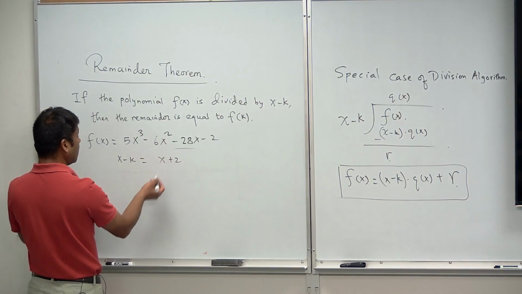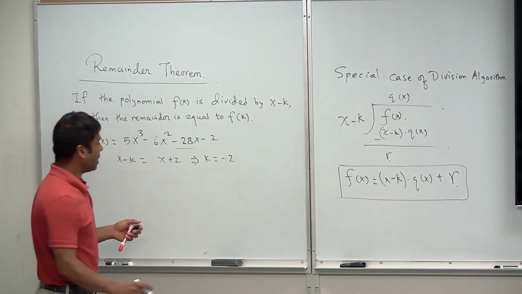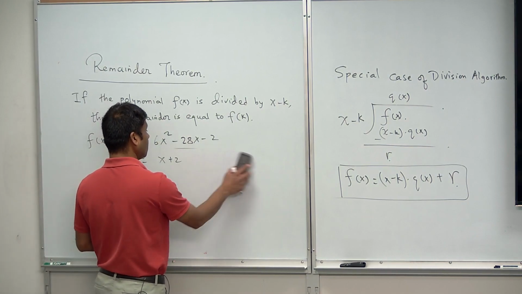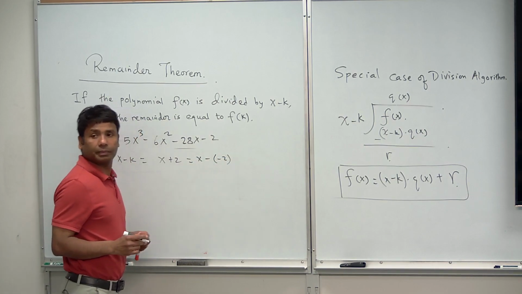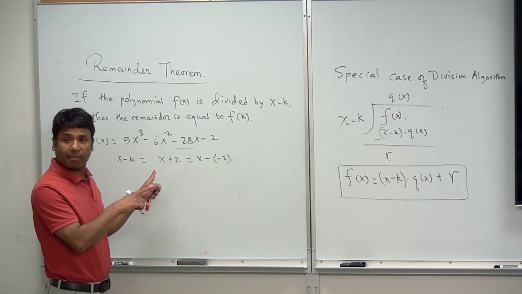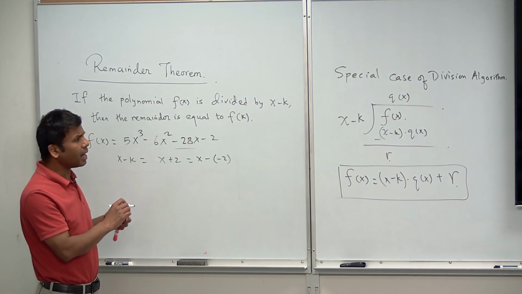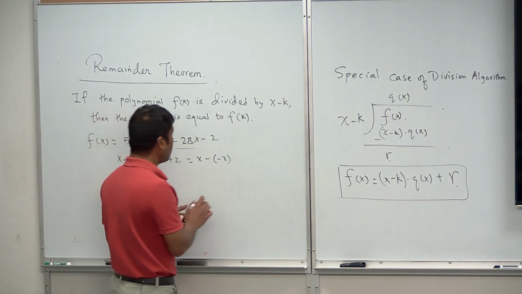x minus k is this, so that will give you k equal to negative 2. You guys know that, right? k equal to negative 2 because this is x minus negative 2. Right? So now, do you remember the remainder we got last time? I think it's negative 10. Okay, yeah.